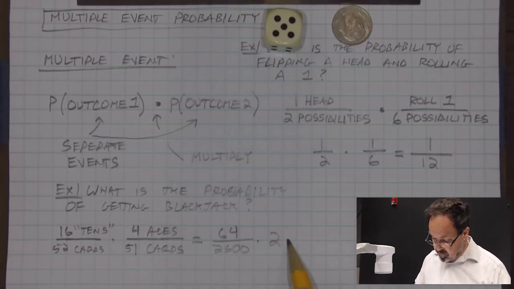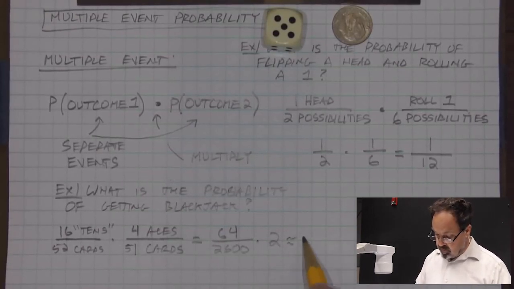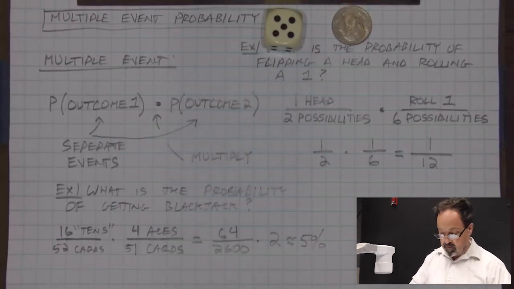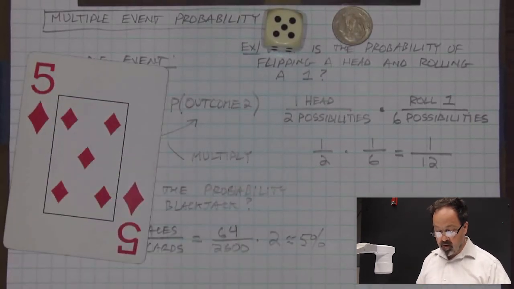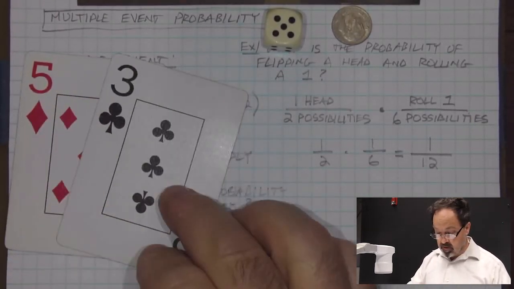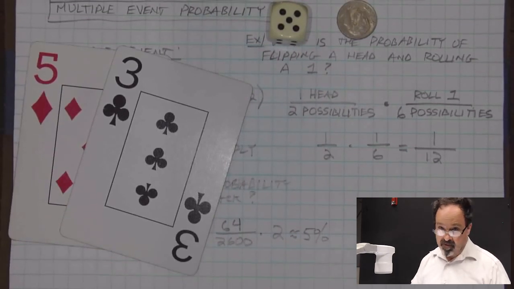And this is very approximately 5% likely. Let's see if I get a blackjack if I draw 2 cards. I already didn't get one card that I needed, and the second card wasn't good either. I did not get a blackjack.